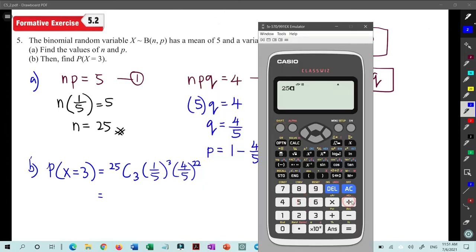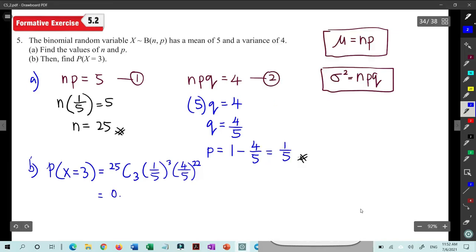Shift divide, we get C, and then 3 times 1 over 5 to the power of 3 multiplied with 4 over 5 to the power of 22. Okay, done. The final answer is 0.1358. Okay.